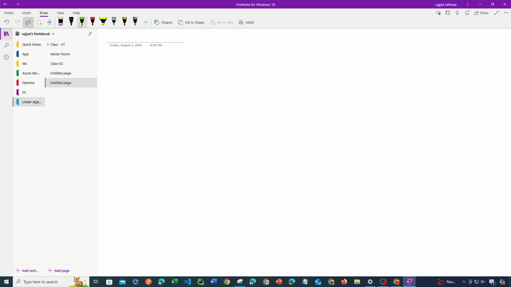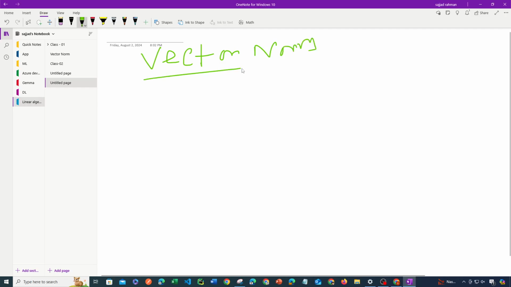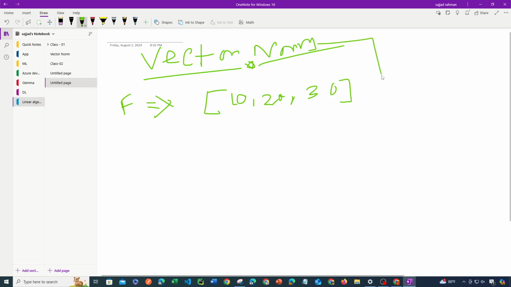Okay, do you have any idea about this? If you have, then that is good. So what does the vector look like? This is a vector: 10, 20, 30. Its name is f. What does the norm mean? Well, first of all, the vector norm means finding the length of the vector.